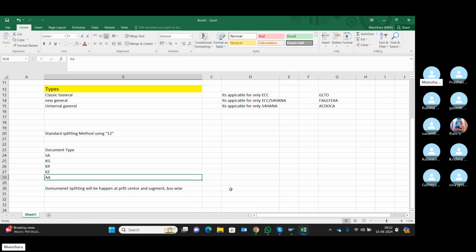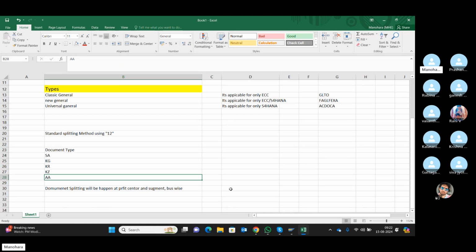And the second one is the document type for document splitting. The system will understand the combination and derive the profit center and segment. Then there are the transaction key and variant. Let me show it in SAP, and I will tell you the logic. What is the logic here?